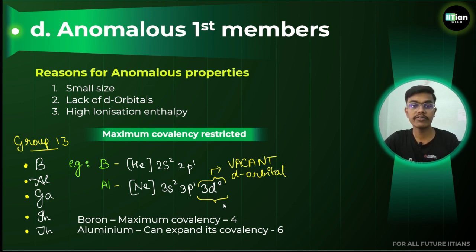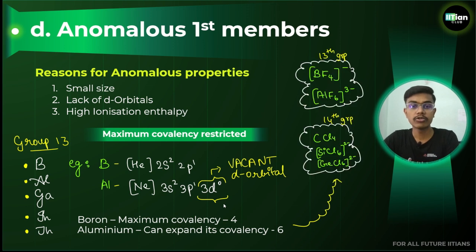First up, we have that maximum covalency is restricted. Let's take the case of group 13: boron, aluminum, gallium, indium, thallium. You see that in the case of boron, the first member, there is no d orbital. But in the case of aluminum, you have a vacant d orbital. So it can expand its covalency and form more bonds. In the case of boron, the maximum covalency is 4, but aluminum can expand its covalency to 6. You can see this over here in group 13, boron and aluminum. Even in group 14, carbon's maximum covalency is 4, but other elements, silicon and germanium, can expand their covalency because of the presence of vacant d orbitals.